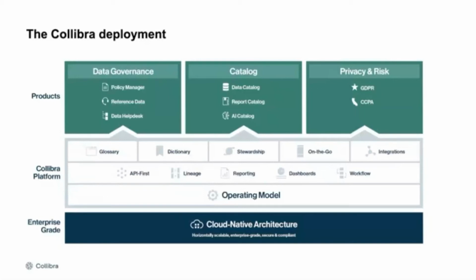how they're working. And this is Locus's deployment. So at the bottom, you have the cloud native architecture, which many organizations are migrating to these days. You see the operating model. This is how you do data intelligence. And it's very important. Collibra delivers a best practice operating model out of the box. But I've never seen a data intelligence approach that works for everyone.